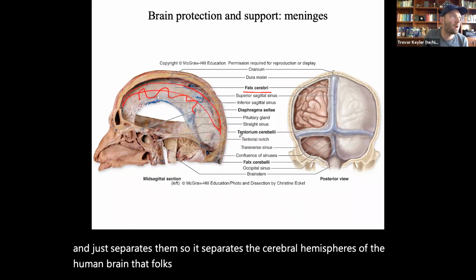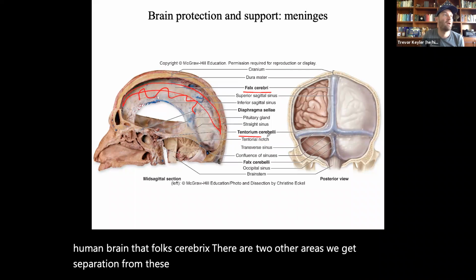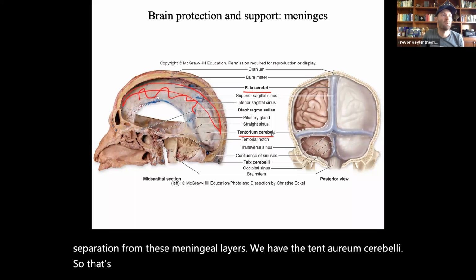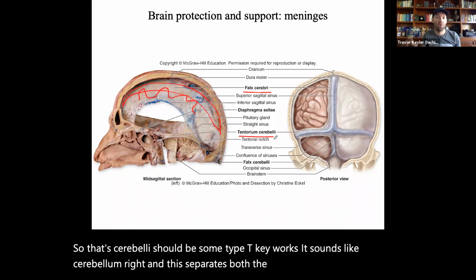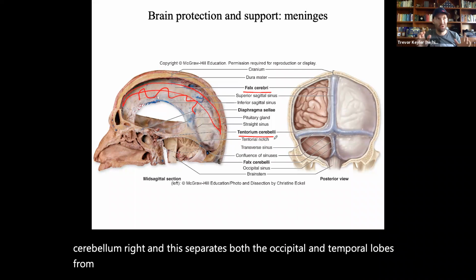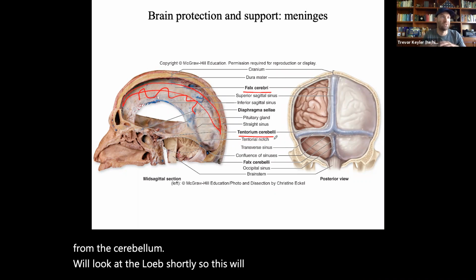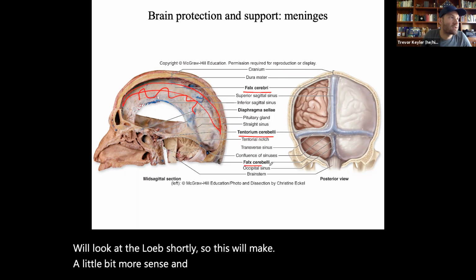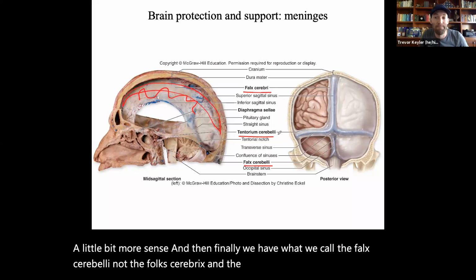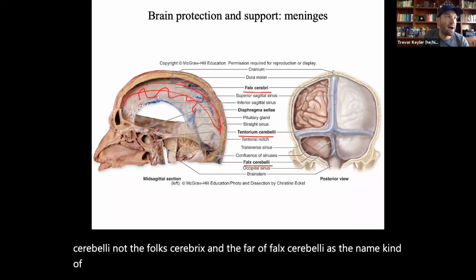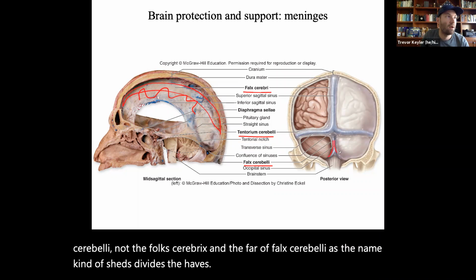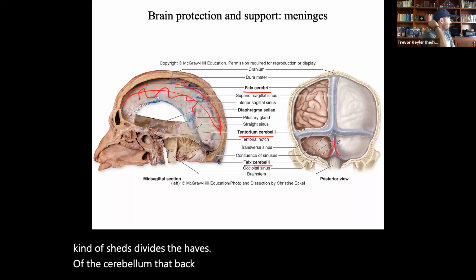There are two other areas where we get separation from these meningeal layers. We have the tentorium cerebelli. That cerebelli should be a keyword because it sounds like cerebellum, right? This separates both the occipital and temporal lobes from the cerebellum. We'll look at the lobes shortly, so this will make a little more sense. And then finally, we have what we call the falx cerebelli, not the falx cerebri. The falx cerebelli, as the name says, divides the halves of the cerebellum, that lower back portion of the brain.